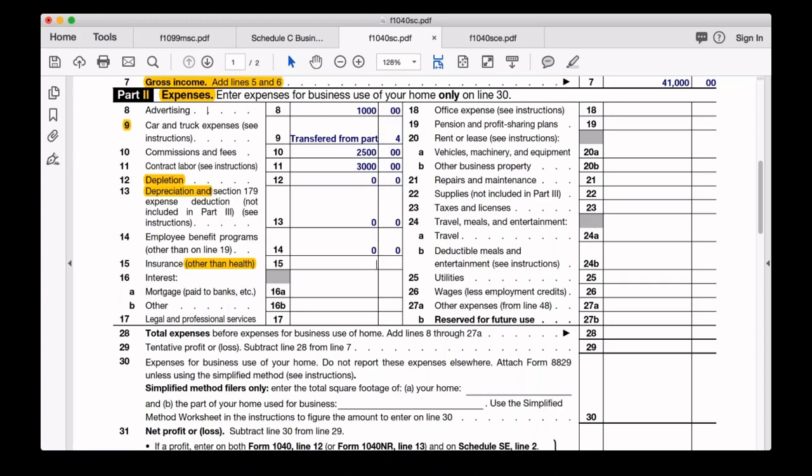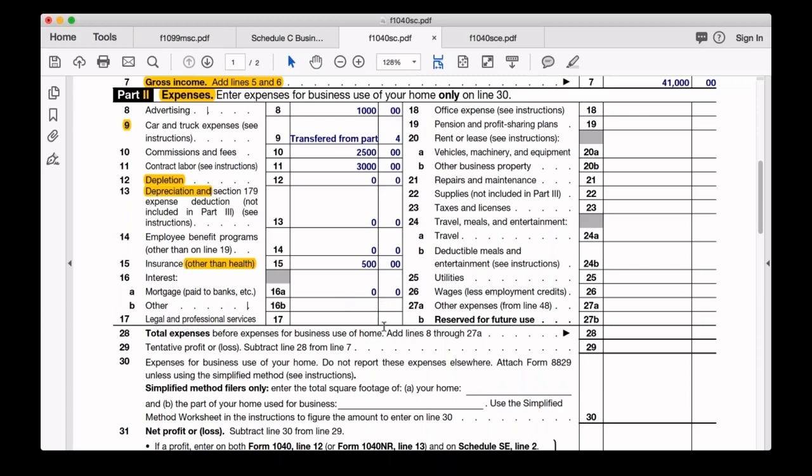So insurance. Here in insurance, let's say that I have a $500 insurance expense. Mortgage paid to the bank. Again, we're not talking about the mortgage for your house, unless you work from it and your house is part of the business. Then you can claim a portion of it, but not all of it. So for this example, I'm going to say zero because tomorrow we're going to talk about business use of home.